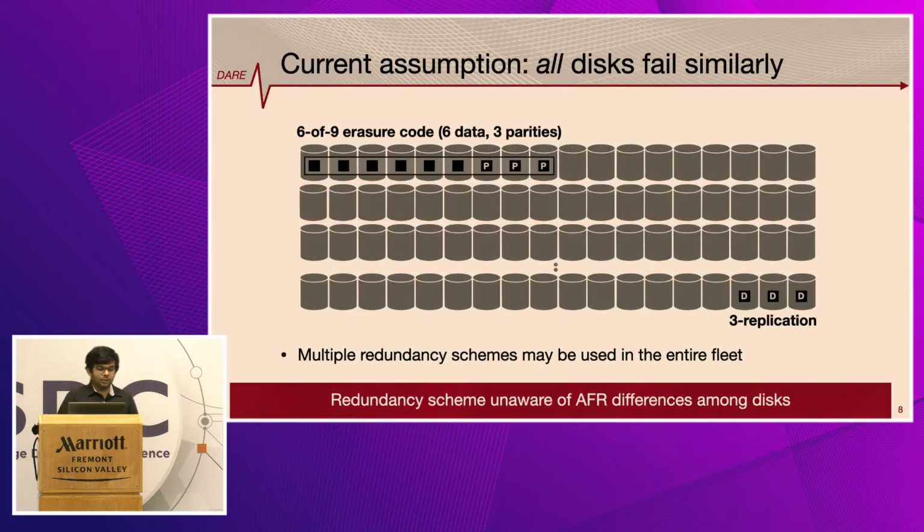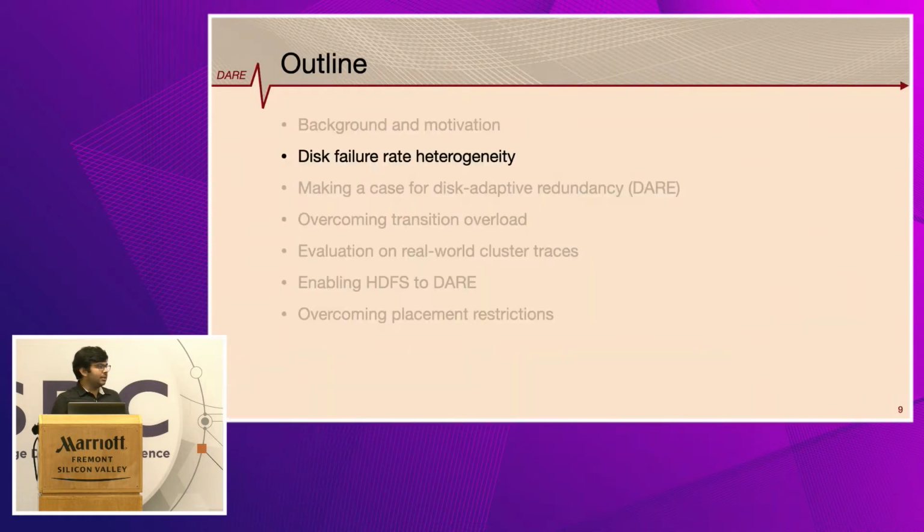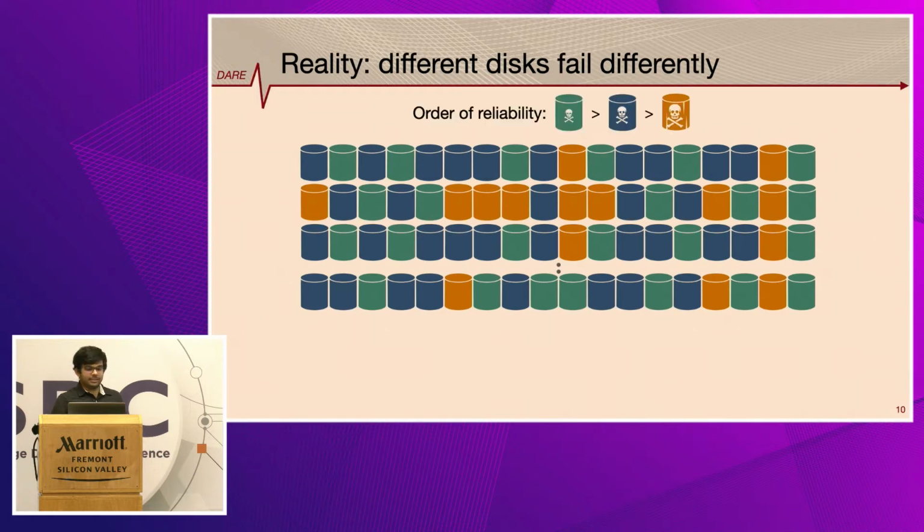So even though the toy diagram shows that all disks look similar, in reality, it's something like this, where you have disks of multiple makes and models installed within a single storage cluster. In this example, we have 3 makes and models, where the green disks are the most reliable, followed by the blue disks, and finally the yellow disks are the least reliable.